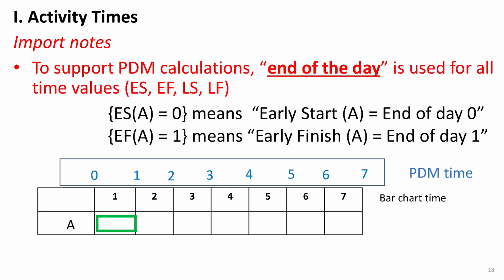The figure below illustrates the relationship between the times in a precedence diagram and the calendar of a bar chart schedule. In this case, PDM time starts at 0, which corresponds to the beginning of day 1 on the bar chart schedule. It's important to keep this in mind when converting times from a precedence diagram to a bar chart schedule, or vice versa.